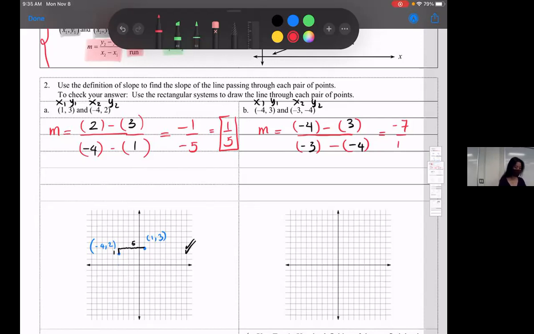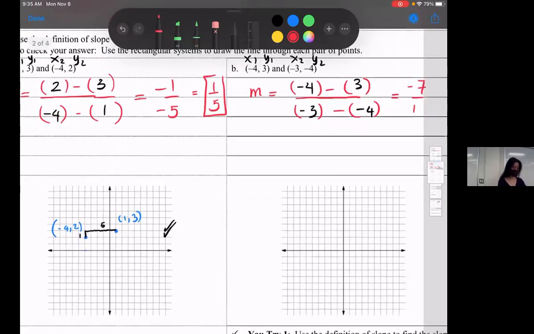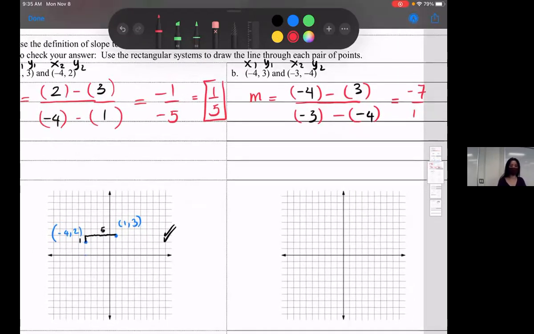All right, check it yourself. Don't wait for me. Check it yourself. Plot the 2 points and then do the rise over run. So -4, 3. That's the first one. -4, 3. Go left 4, 1, 2, 3, 4. Go up 3.